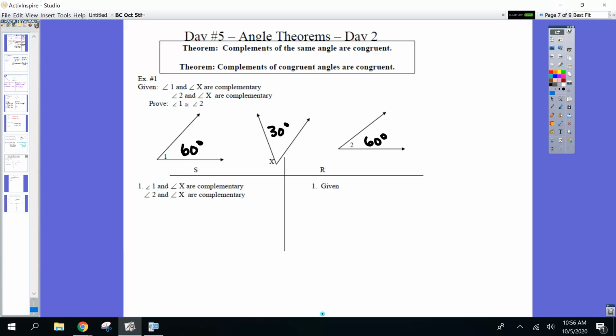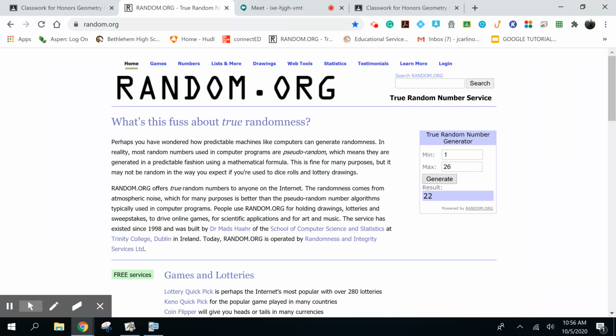They're not complementary. They are equal, congruent. They are congruent to each other. What gives me the right to say that? It's this new theorem. Ready? Help me out here. You ready, Sean? Here we go.